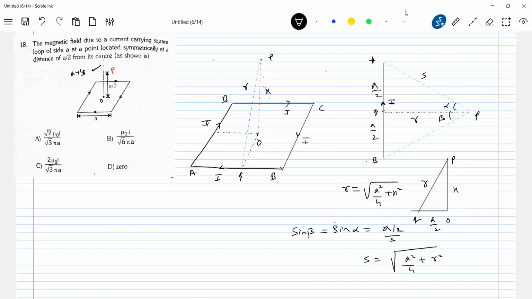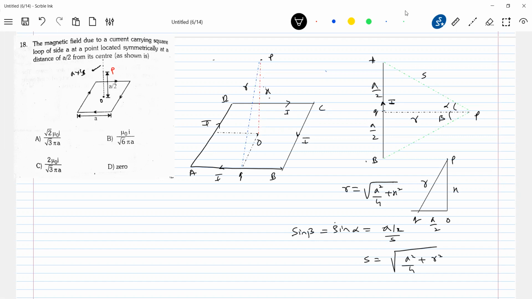So substitute now the value of R square here. Substitute the value of R square from here. So you'll get S. When you substitute the value of S, you are going to get the value of sine alpha, sine beta. Then what we get is the magnetic field due to wire AB. 4 times of that is the magnetic field. But he's asking the net field. How should this field be directed? Downwards. So it will make an angle.